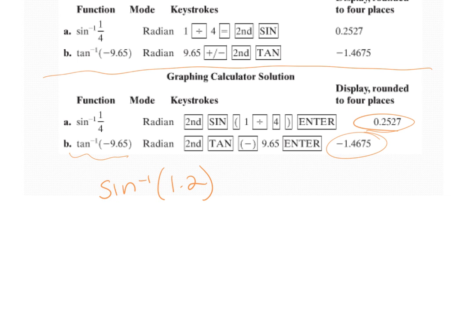Think about what we're saying here. We're saying what angle has a sine of 1.2? Can sine be bigger than 1? No, because that's saying the opposite side is bigger than the hypotenuse. Can anything be bigger than a hypotenuse? No, okay? So sine and cosine can't be bigger than 1 or smaller than -1. Your calculator will yell at you. It will say error, but don't freak out. Know that that's what that means.